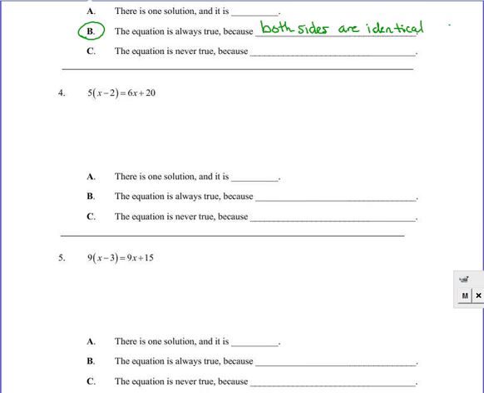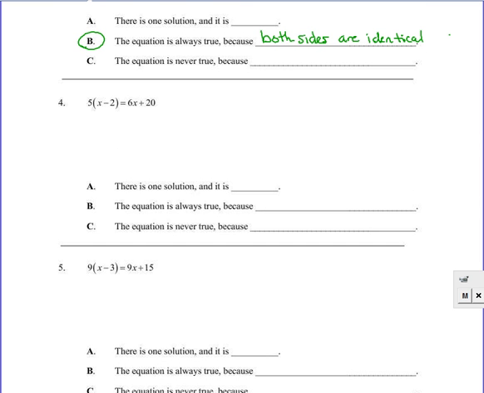Number 4, I see parentheses, so I know I need to distribute first. So I have 5x minus 10 equals 6x plus 20. So I'm going to start by moving the x to one side. So I'm going to subtract 5x. So I'm left with negative 10 equals x plus 20.